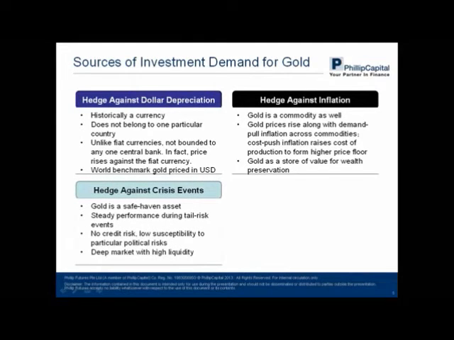Next, gold is used as a hedge against crisis events. Gold is also a safe haven asset because it usually performs steadily during high-risk events that cause most other financial assets to tumble. This is because gold carries little or no credit risk, since it usually does not involve borrowing. In addition, it does not have concentrated political risk in one particular country.